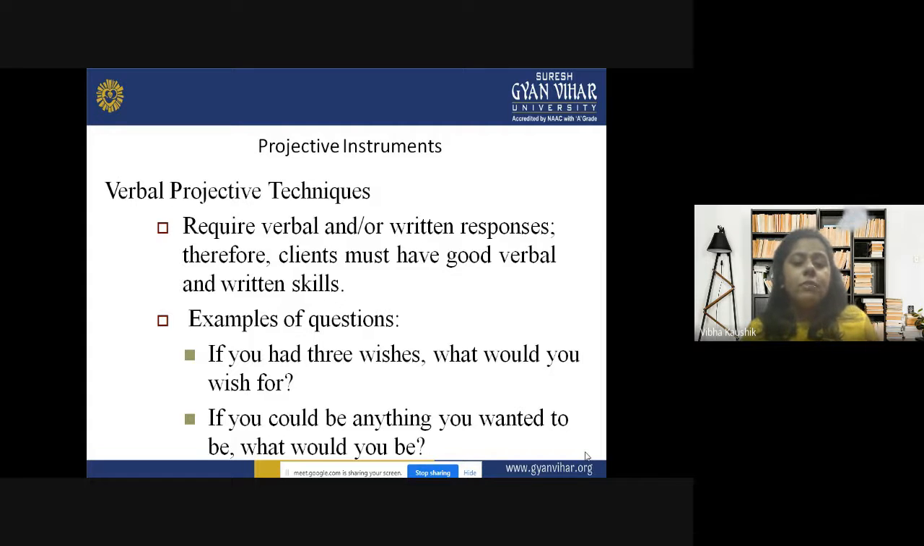Examples of questions: if you had three wishes, what would you wish for? Now, here the client has to give a written response about what their three wishes would be. The second one is, if you could be anything you wanted to be, what would you be? Here again, he has to give his response, if he was given a chance, who would he be like?